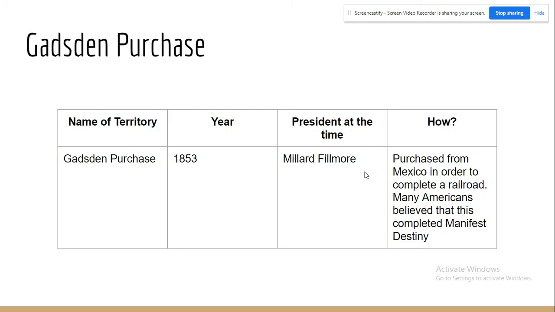We were building several different railroads that would stretch from the east to the west. And we were in the process of building a railroad and really needed to acquire the rest of that tiny sliver of land from Mexico so that we could complete a railroad. Now, once the Gadsden Purchase is made in 1853, many Americans believed that manifest destiny was finally achieved. Remember, manifest destiny is the belief that the United States was destined to stretch from the East Coast, okay, from the Atlantic Ocean all the way across the country to the Pacific Ocean.